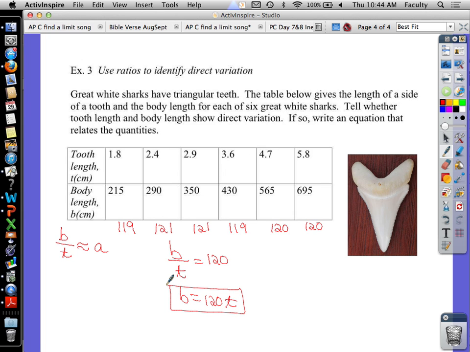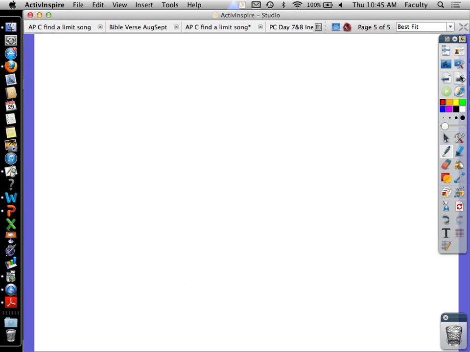So if you want to determine whether you have direct variation from a table, just divide, and if you're getting about the same number, then it's yes. And you can just multiply by whatever you put in the denominator to write that equation. All right, example 4. For some reason I don't have it, but it's on yours. And it says determine whether you have direct variation.